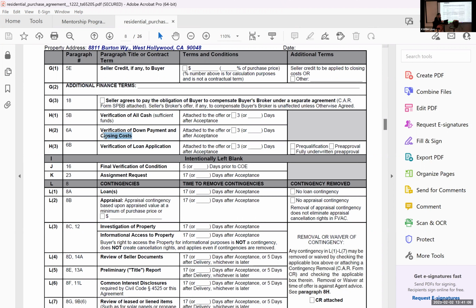Say that again, sorry. Add the closing costs, and I told you 1.5% to 2% of purchase price, right? So that's 15 to 20K. Right. Okay, so I want to show proof of funds for 220K.